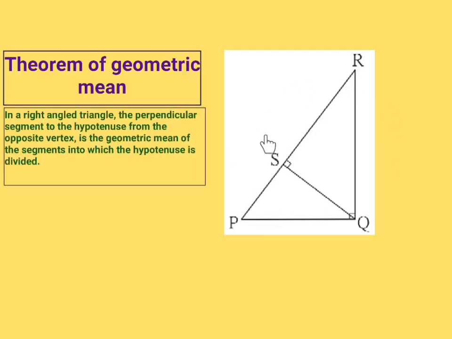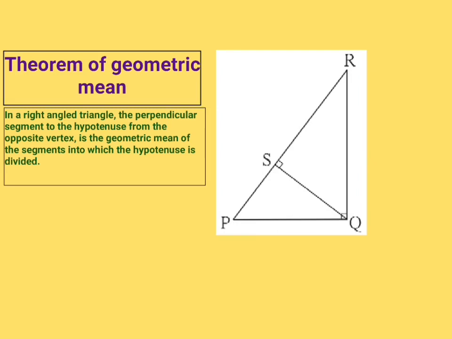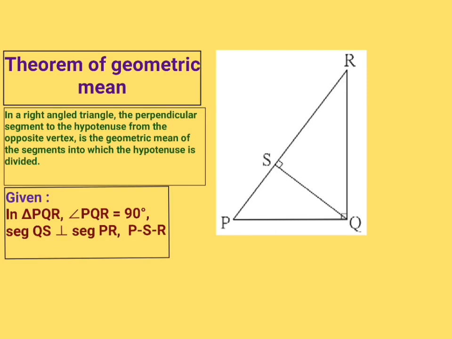Now this is the diagram according to the statement. In a right angle triangle, that is triangle PQR is right angled at point Q, and segment QS is perpendicular to hypotenuse PR. Now here, given: in triangle PQR, angle PQR equal to 90 degree, segment QS is perpendicular to PR and P-S-R.